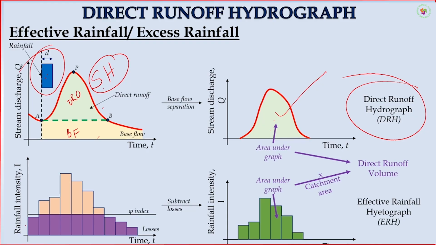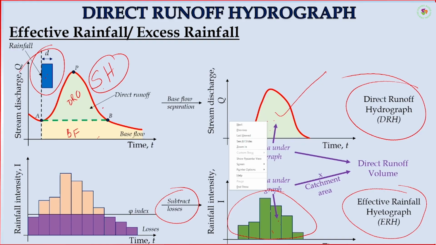Suppose this is the rainfall intensity versus time we have given, and the phi index I have put. Naturally from this the losses are subtracted. So whatever upper portion is there, that is nothing but the effective rainfall hyetograph. Whether this or this, the area under this graph or under that graph, anything you take, both give one thing only. This is the direct runoff volume.